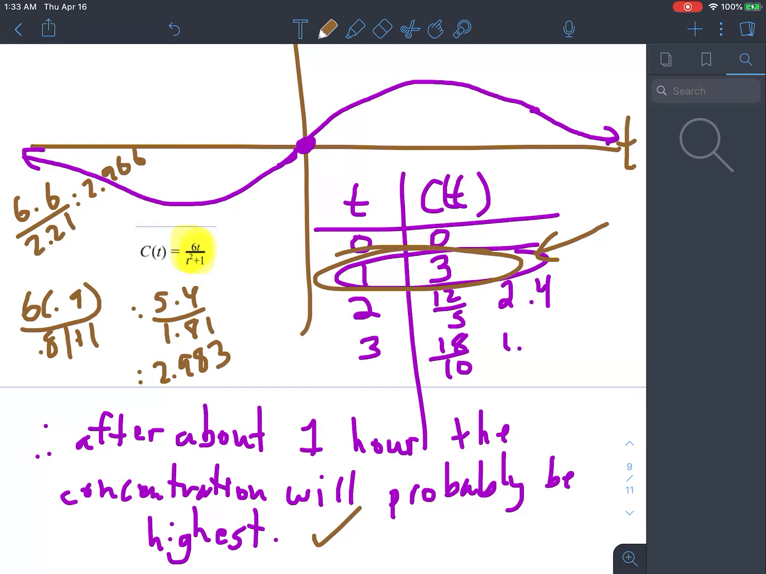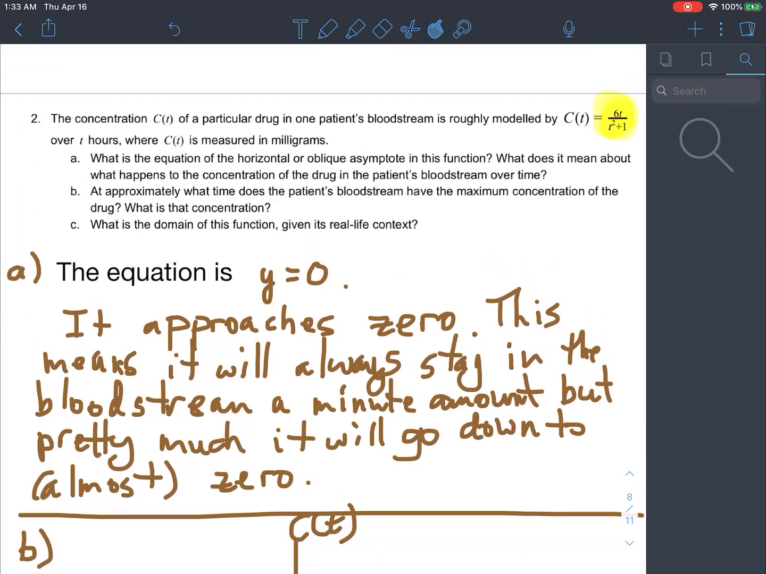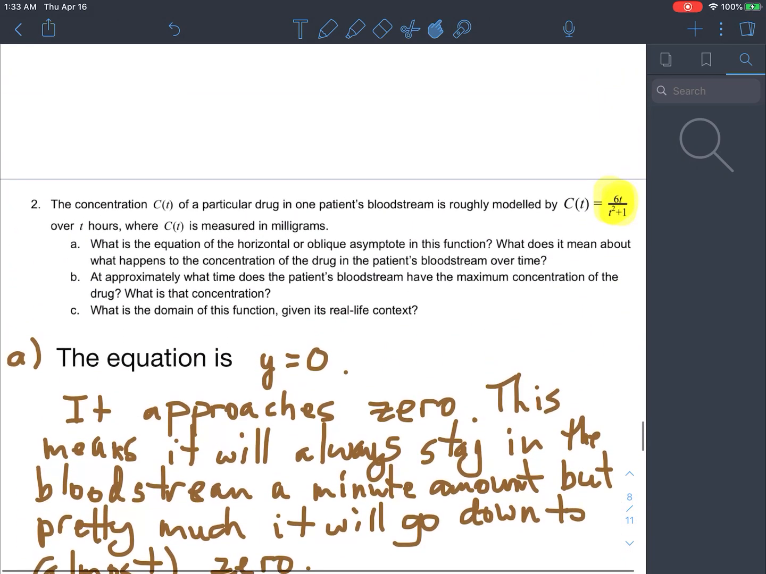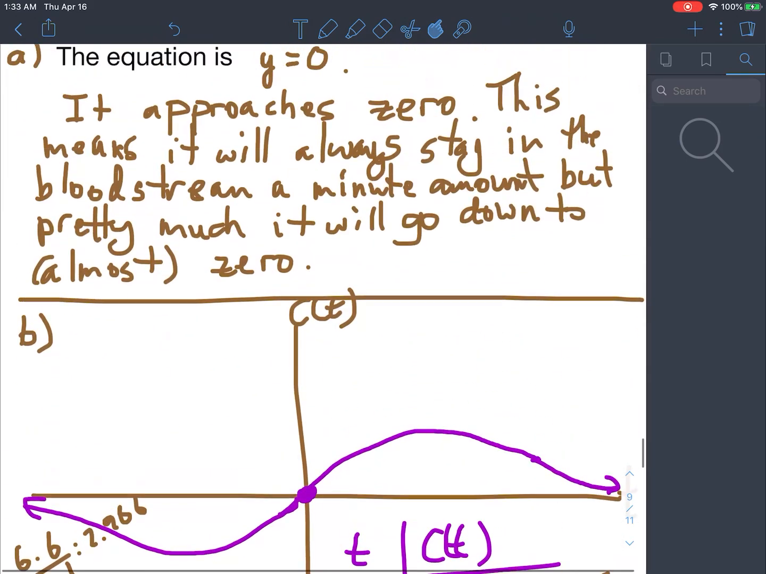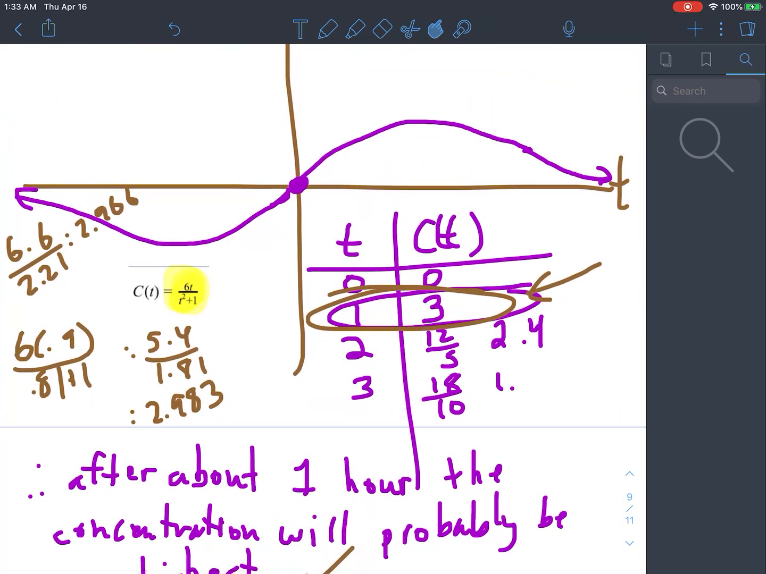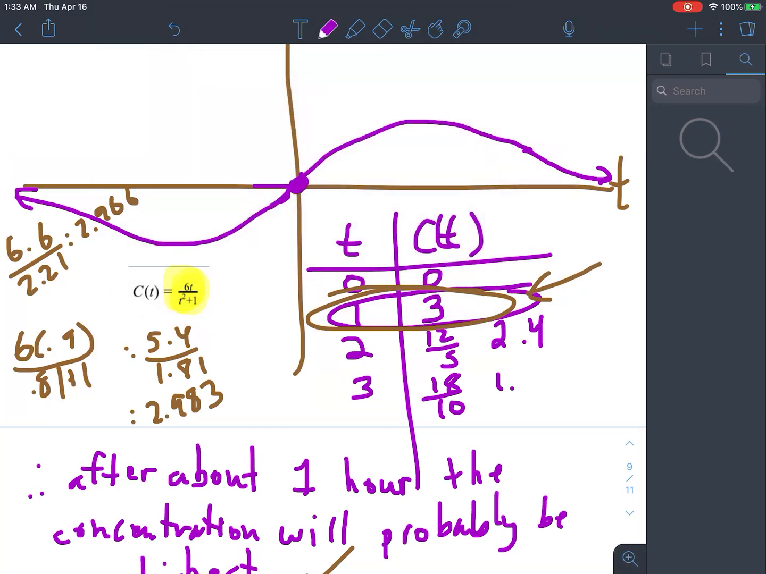What else do we have? We have a part C here. Part C, what is the domain of this function given its real life context? Okay, well the domain, let's see, it's measured in milligrams. It's a particular drug in the patient's bloodstream roughly modeled by that over t hours. So you're not going to have a negative amount in your bloodstream before you take it. You start off at 0. So the true graph would actually be like this, but that doesn't follow the equation.